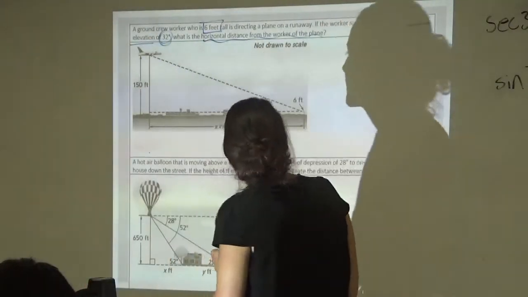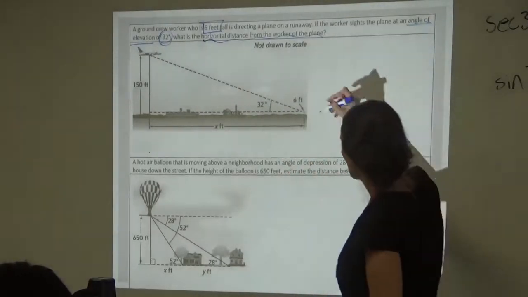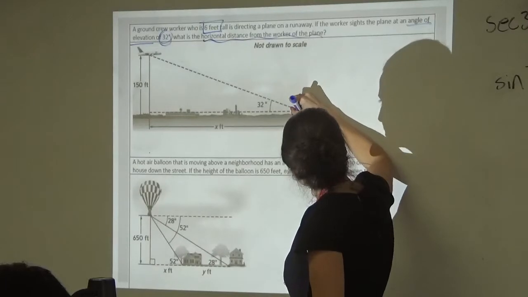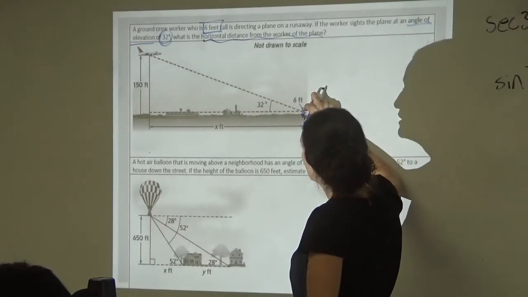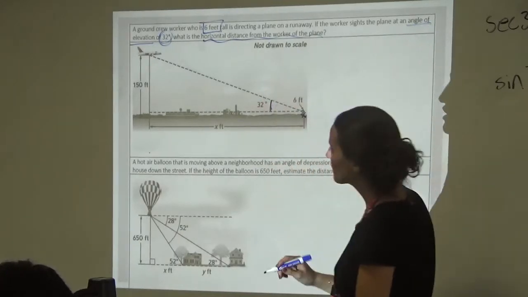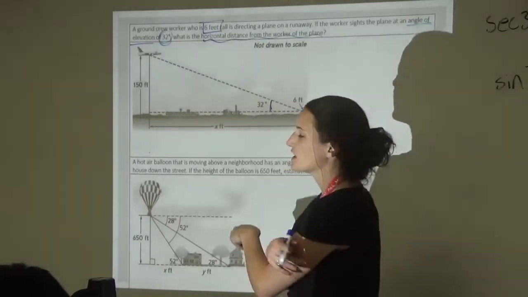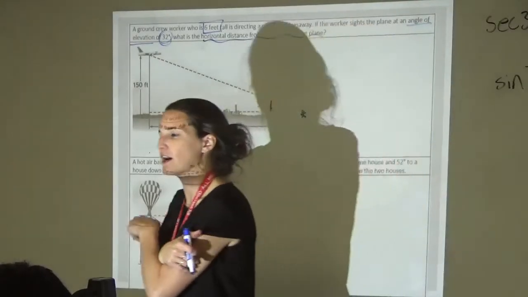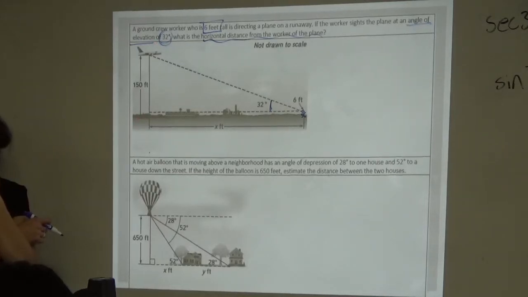Okay, so if you look at this picture right here, they have drawn this little person. I know it's hard to see them over here. And they're 6 feet tall. And then they're looking up at this plane. So that's what's describing this angle of elevation right here as 32 degrees. Now, we also see that in the picture, it didn't say this in the paragraph, but in the picture, you see that the distance from the plane all the way to the ground is 150 feet.